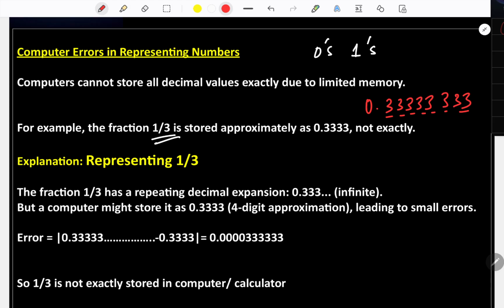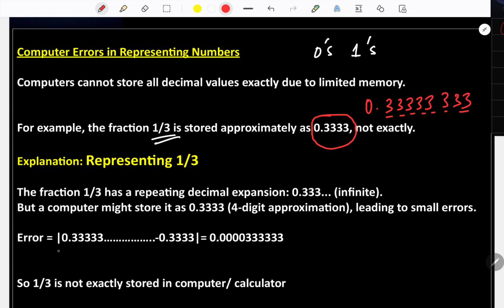What happened to the remaining digits? Again it continues, right? 0.33333333. It continues because the calculator can store only 9 decimal digits. So that is why it can only represent the number this way. For example, suppose the computer or the calculator stores it like this, 0.3333. Then what happens? There is an error, right?